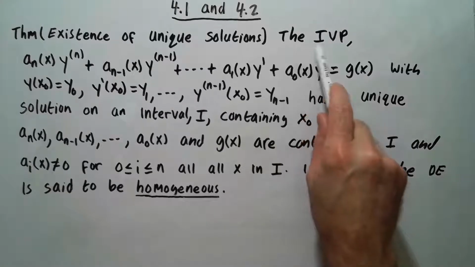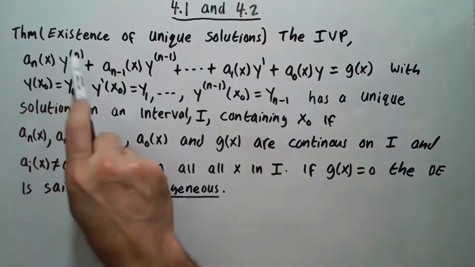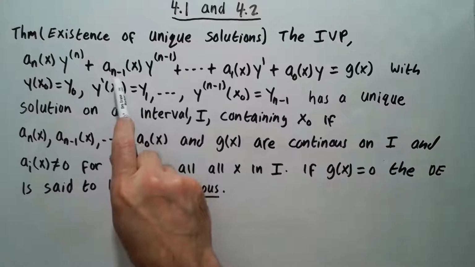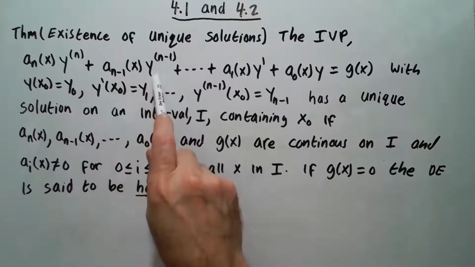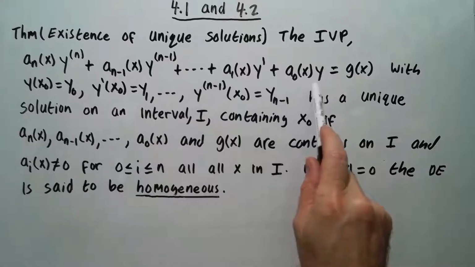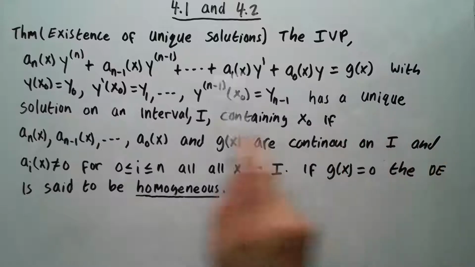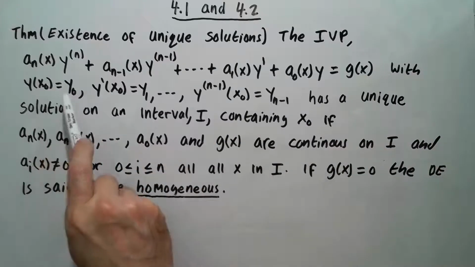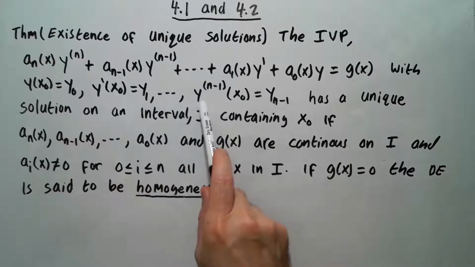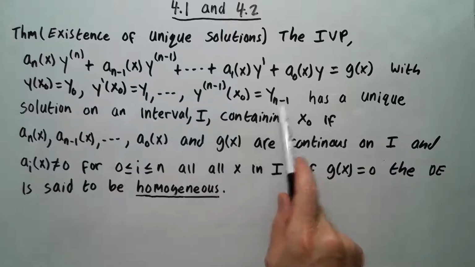So it says the initial value problem a_n(x), some function of x, times the nth derivative of y, plus some function of x, a_{n-1}(x), times the (n-1)th derivative of y, all the way down to some function of x times y, equals some function g of x, with y(x0) being y0, y'(x0) being y1, dot dot dot, the (n-1)th derivative of y at x0 being y_{n-1}.